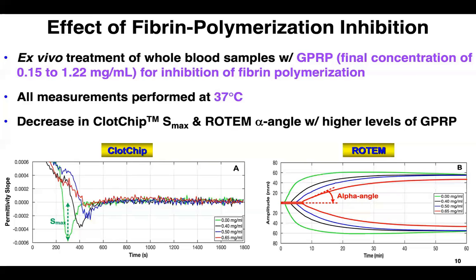In this study, we compared the ClotChip Smax to the Rotem alpha angle. The Rotem alpha angle parameter is a measure of fibrin polymerization and kinetics of the blood clot, and is known to be affected by different fibrin polymerization levels. These figures show the ClotChip readout parameter, Smax, and Rotem alpha angle for 4 different GPRP concentrations of 0, 0.4, 0.5, and 0.65 milligram per milliliter. As can be seen, the ClotChip Smax and the Rotem alpha angle readout parameters both decrease for higher concentrations of GPRP, corresponding to a higher level of fibrin inhibition.